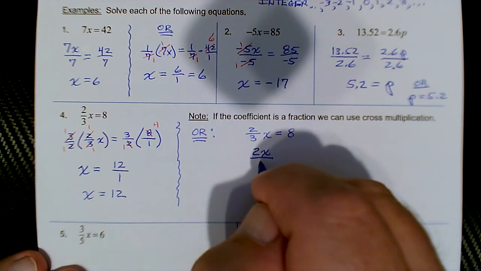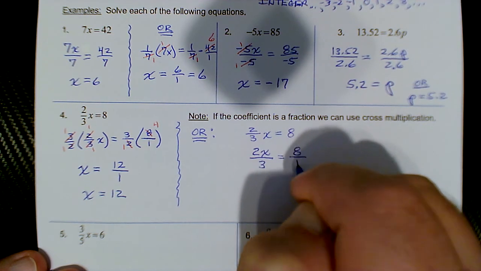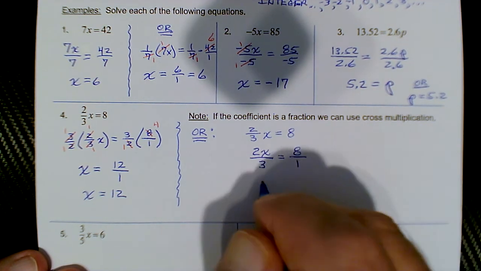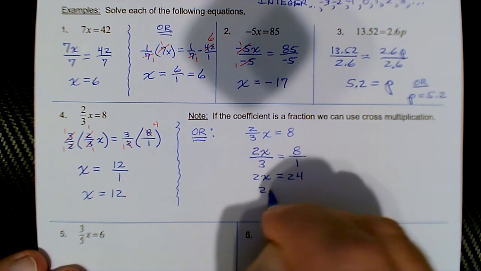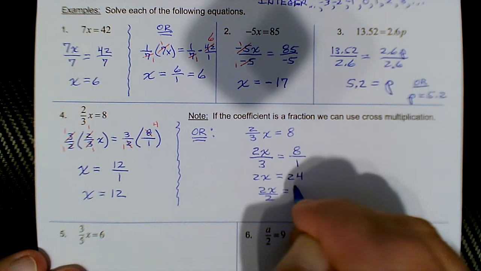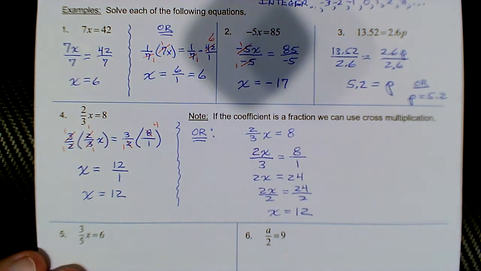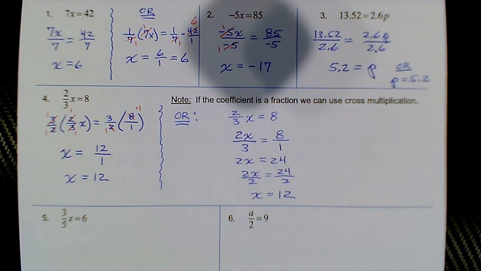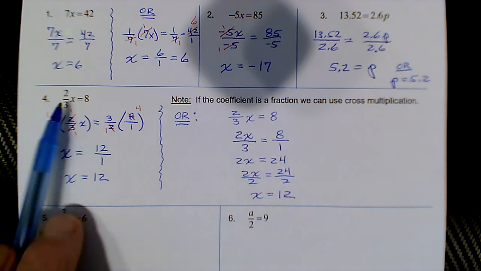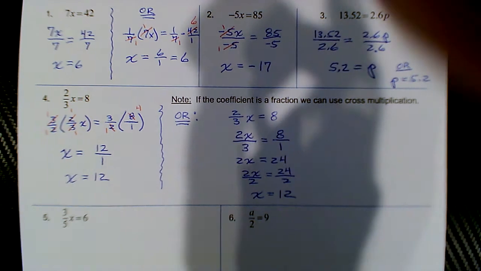So we'll write 2x over 3 equals, and then let's make this a true proportion by putting the 8 over 1. And then we can cross multiply, and we get 2x equals 24, and now we can divide by the coefficient 2, and x is 12. So, although it may look like more steps, I think conceptually it's easier to understand. So it's your choice. Special case, if the coefficient's a fraction, either use the reciprocal approach or the cross multiplication approach.